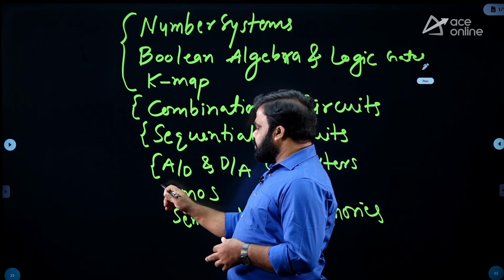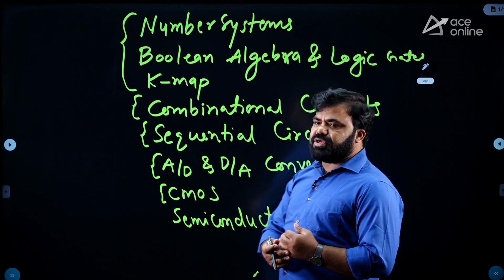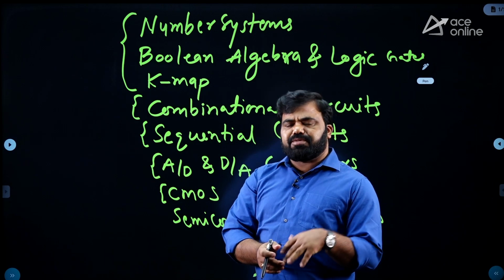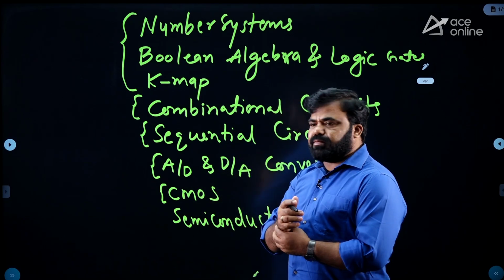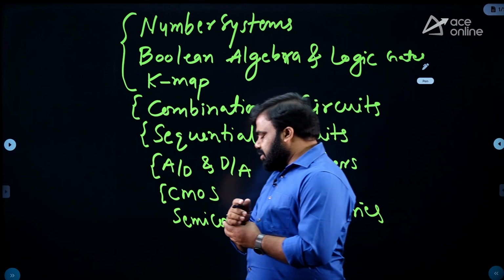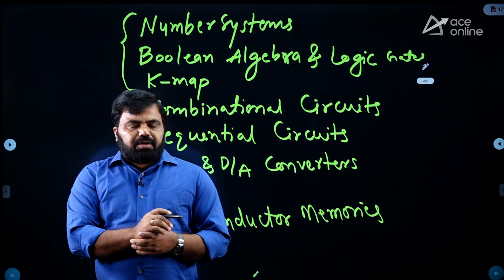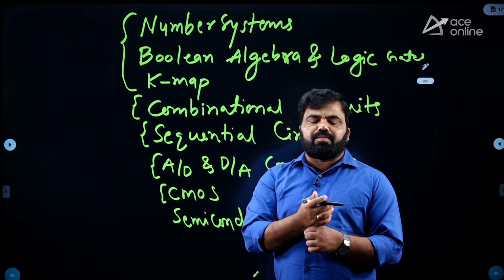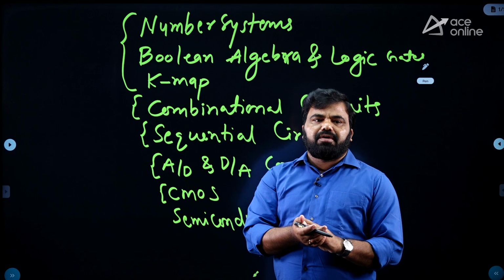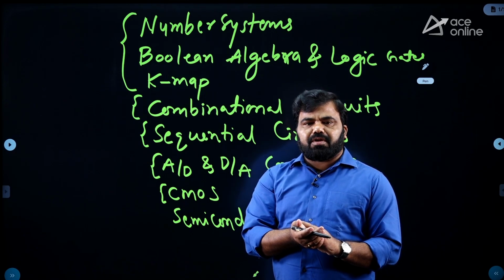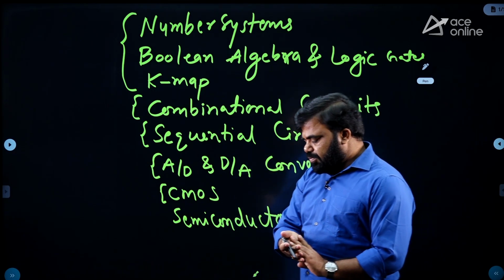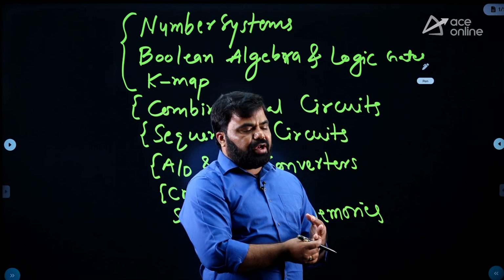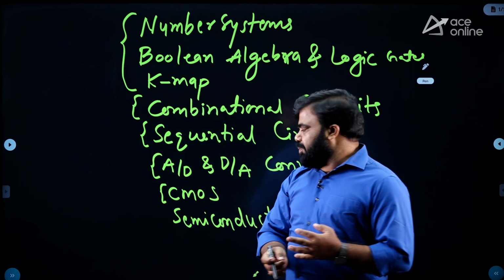Coming to CMOS and semiconductor memories, we may be getting 2 marks from these two. Sometimes they may give 2 different questions from CMOS as well as memories. In CMOS, as everyone knows, they ask what is the minimum number of transistors required to implement a logic function, or by giving an implementation they ask what logic function it implements. This type of question we have been getting.